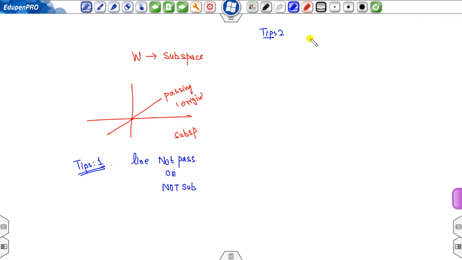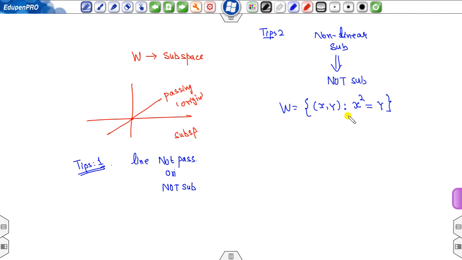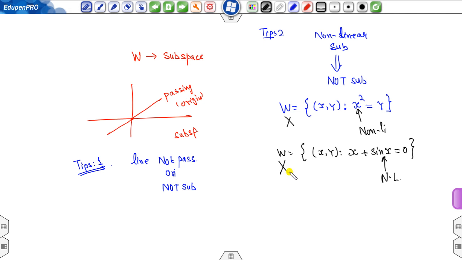Second, if you have any non-linear subset, then it implies it is not a subspace. For example, if I consider the collection of all elements (x, y) such that x squared is equal to y, clearly x squared is non-linear, so this is not a subspace. Similarly, if I consider (x, y) such that x plus sin x is equal to 0, then again sin x is non-linear, so it is not a subspace. So based on step 1 and step 2, I can solve many problems in a very simple manner.